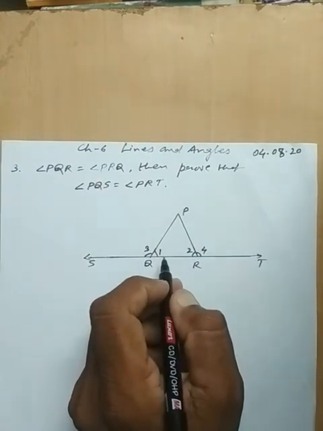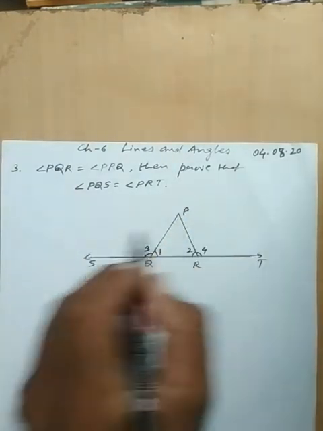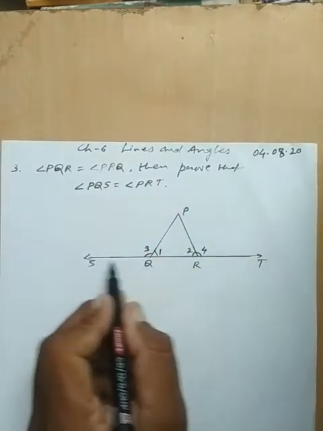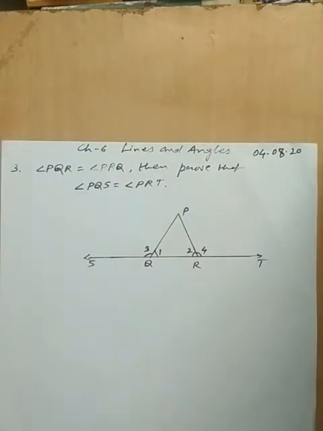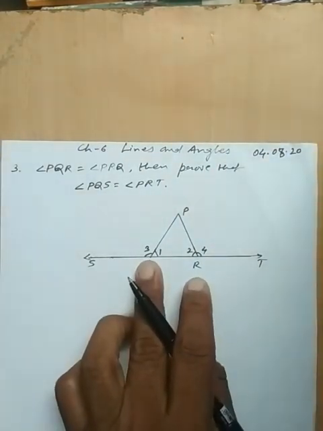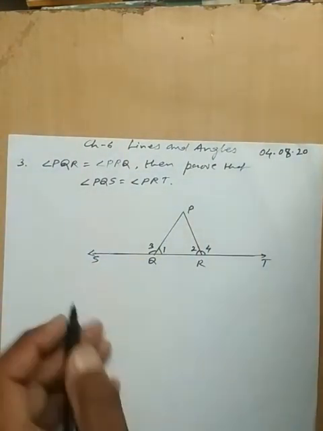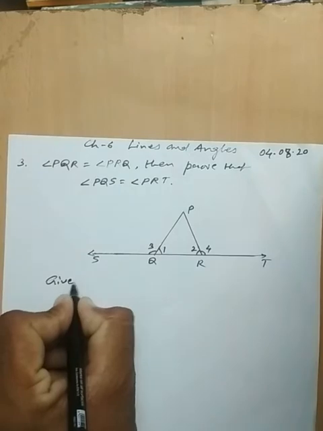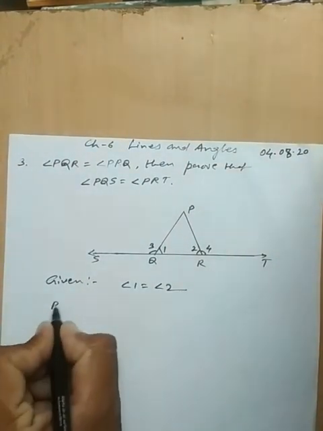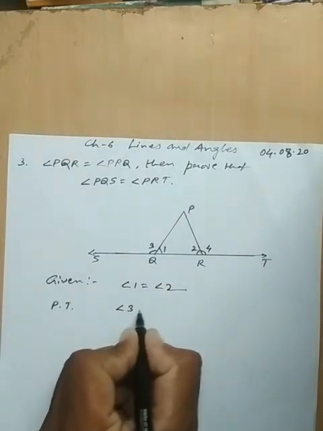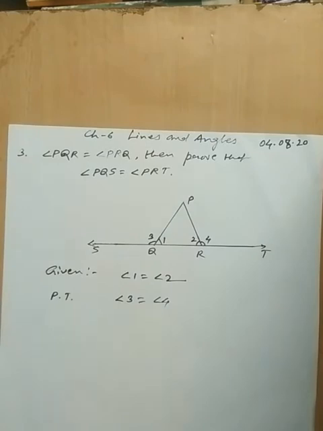We should give names to the angles for our convenience, and then prove that angle PQS, which is angle 3, and PRT, which is angle 4, are equal. So angle 1 equal to 2 is the given, and angle 3 equal to 4 is the proving part. So the given part is angle 1 equal to 2, and prove that angle 3 equal to 4. It's a very simple question.